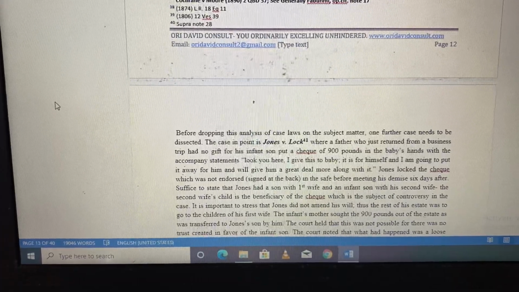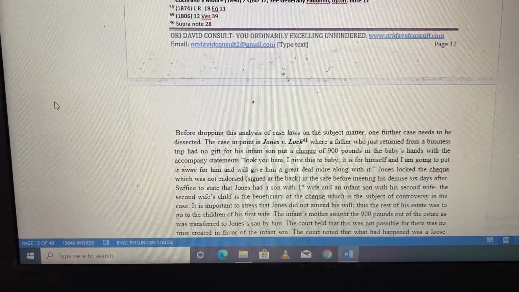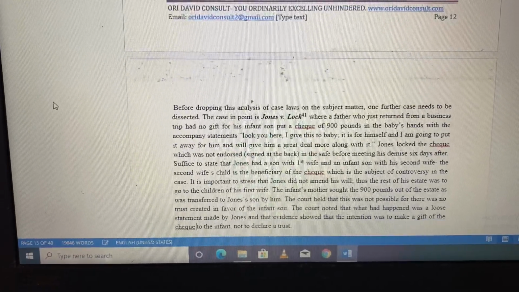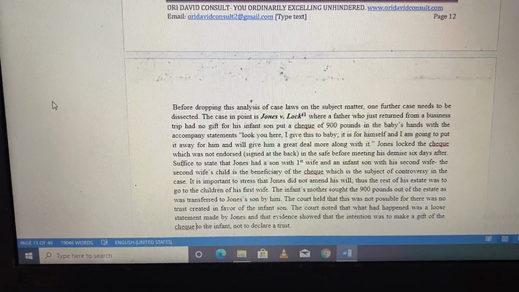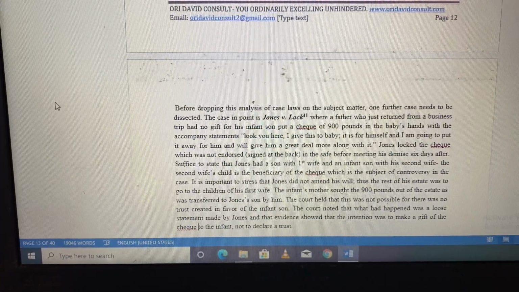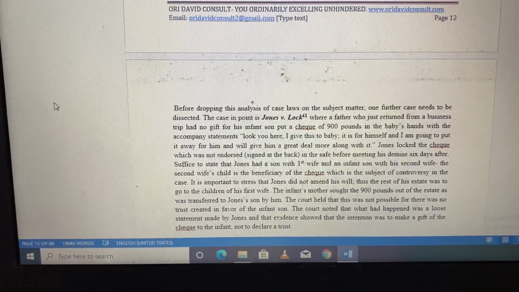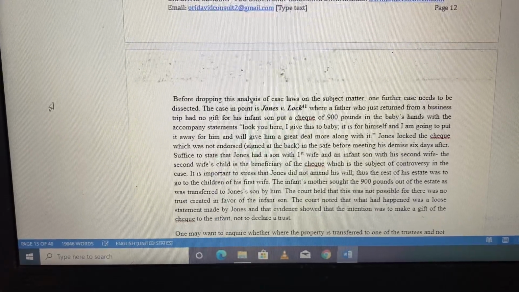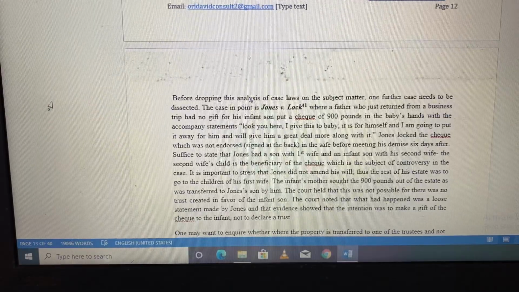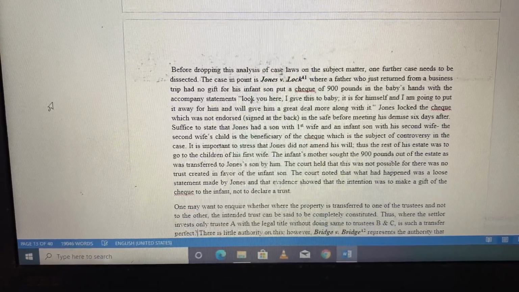Then the infant's mother said, okay, at least the £900 out of the estate had been transferred to Jones' son when Jones was alive. The court held that this was not possible because there was no trust created in favor of the infant's son. The court noted that what had happened was a loose statement made by Jones, and that evidence showed that the intention was to make a gift of the check to the infant, not to declare a trust.